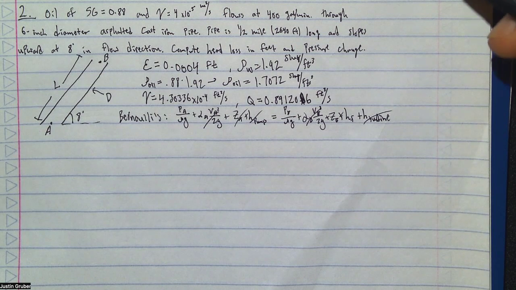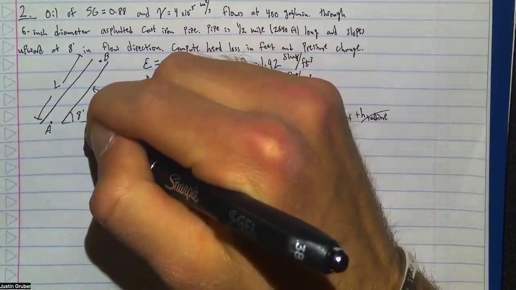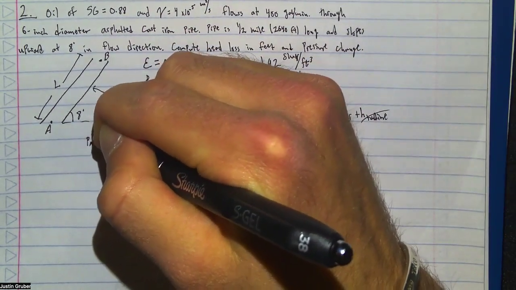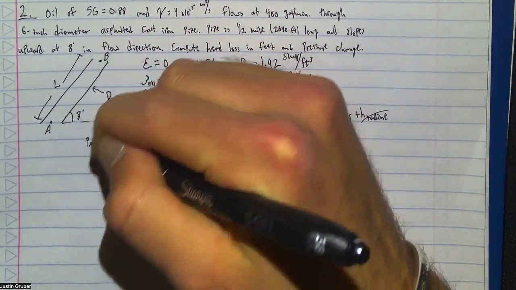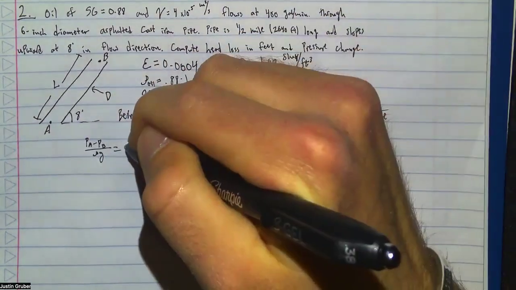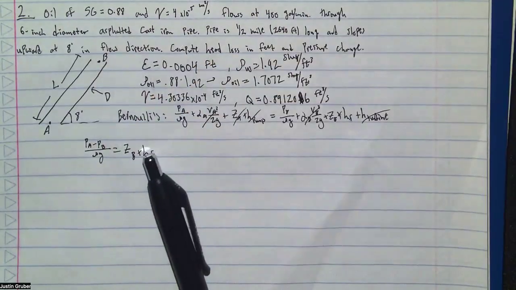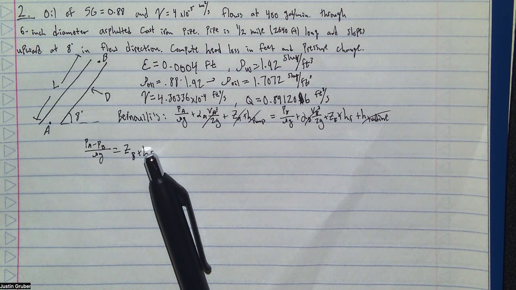Okay. So essentially what we're left with, let's move the PB to the other side. So we're left with PA minus PB, that delta P over rho G equals ZB plus HF. Cool. Everything good from there? Hold on.